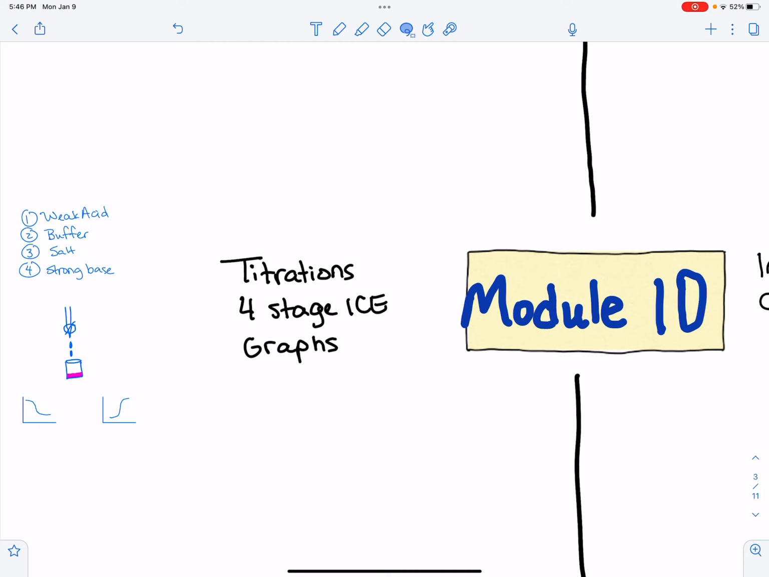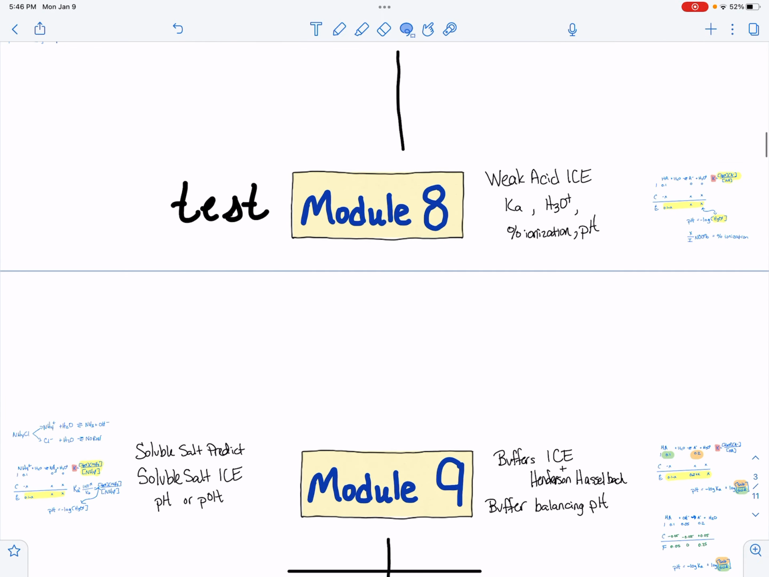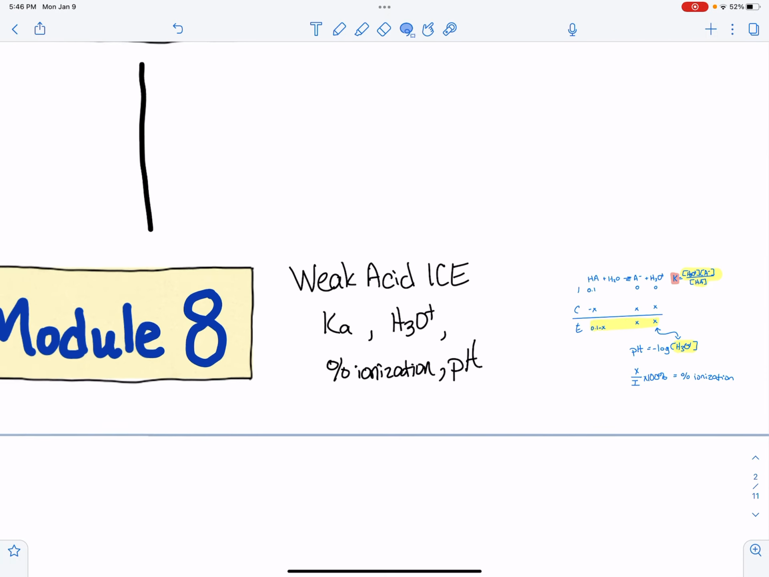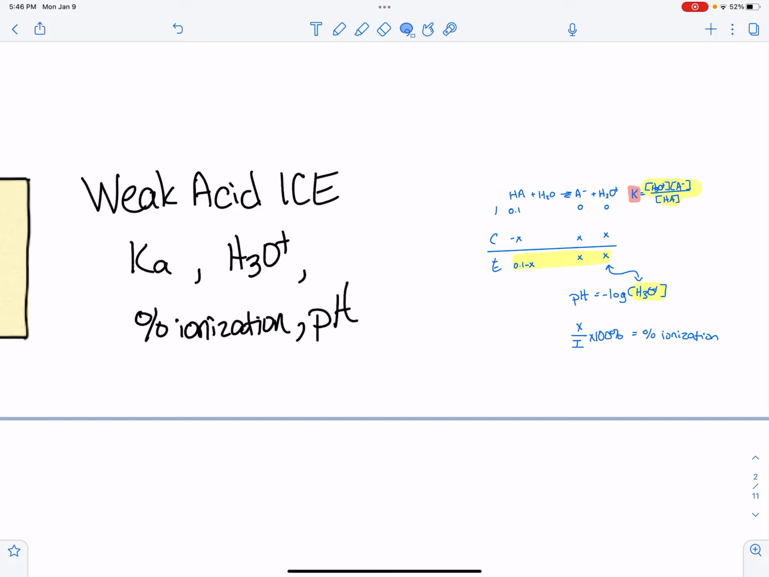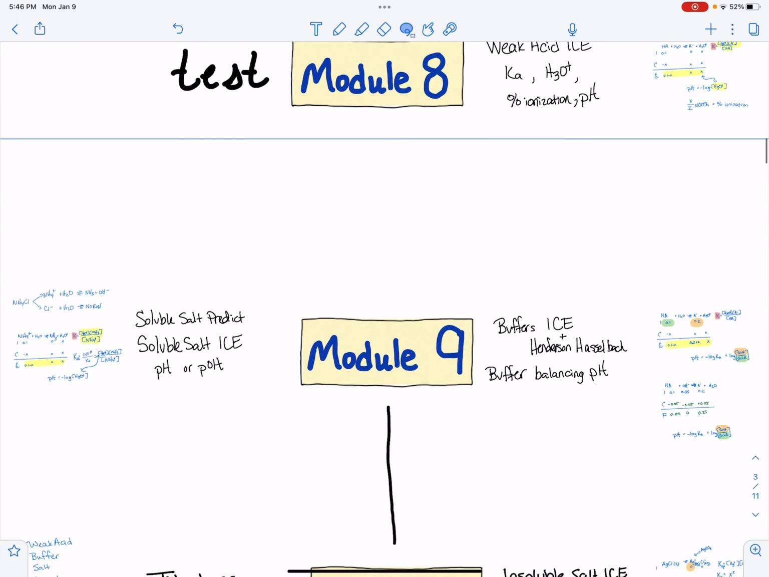Now, a titration has 4 stages, depending on the type, and I'm going to jump to the one that has more parts. So the weak acid titration is the one that has 4 stages. It starts off with either a weak acid or a weak base. And so that means that a titration starts off with what you learned at the end of Module 8, or the second half of Module 8. So that's how an ice chart starts. And then that's stage 1.